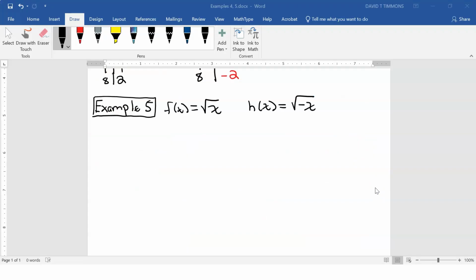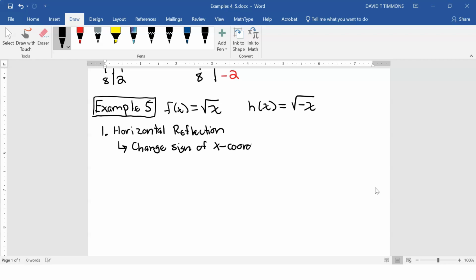Looking at example 5, again, what we want to do is identify what transformations we have and what the algebraic manipulation will be. So now we have a horizontal reflection. Again, notice that minus sign is inside the argument of the function, unlike in example 4 when it was outside the argument of the function. So we have a horizontal reflection, and what's our algebraic manipulation? We're going to change the sign of the x coordinates. And again, you can think of that also as the same as multiply by minus 1.